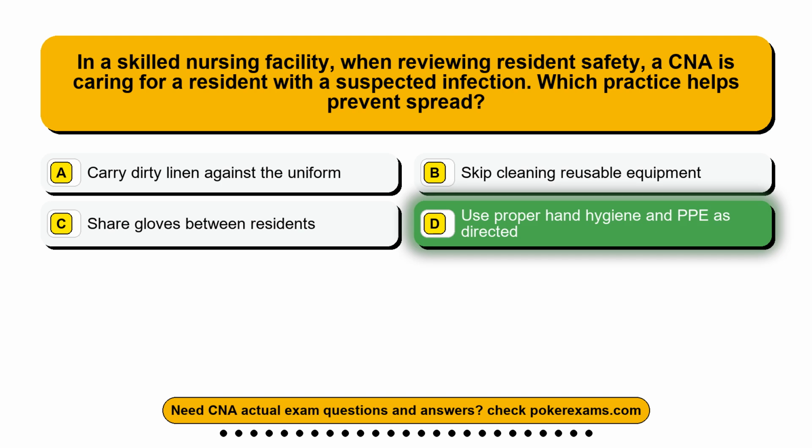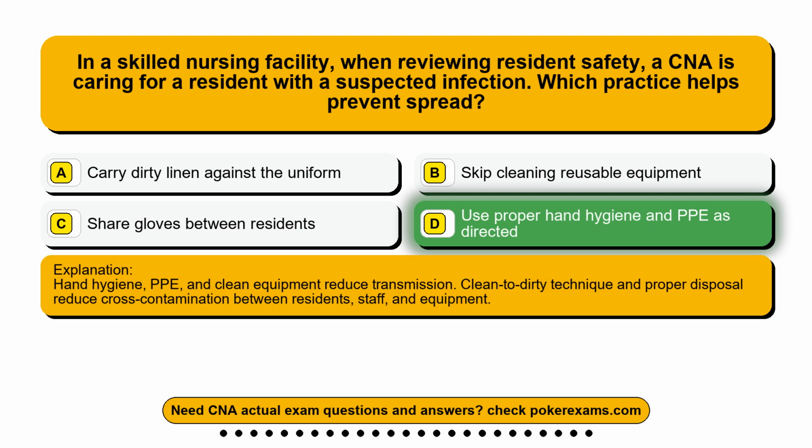The correct answer is option D. Use proper hand hygiene and PPE as directed. Hand hygiene, PPE, and clean equipment reduce transmission. Clean-dirty technique and proper disposal reduce cross-contamination between residents, staff, and equipment.